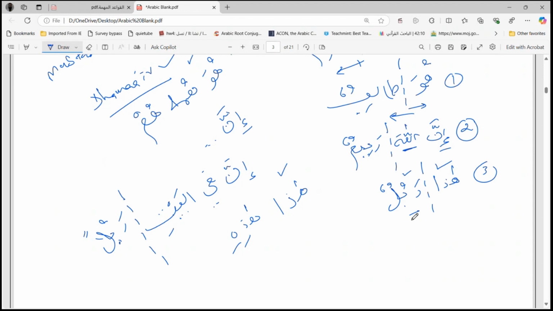If alif lam is there, then you cannot put is mr. Like if it is haza ar-rajulu, now you cannot put is mr in between because alif lam is there. So this is ism ishara, this is musharun ilayhi. You are pointing to, and you will translate it as this man, not this is the man. No, this man. Haza ar-rajulu.